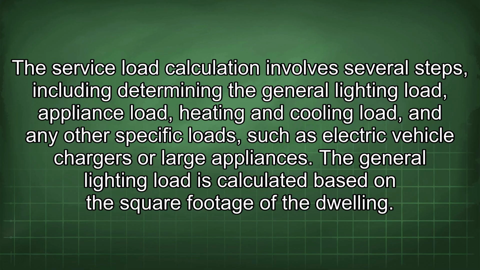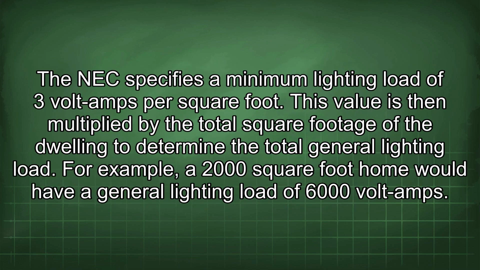The general lighting load is calculated based on the square footage of the dwelling. The NEC specifies a minimum lighting load of 3 volt-amps per square foot. This value is then multiplied by the total square footage of the dwelling to determine the total general lighting load. For example, a 2,000 square foot home would have a general lighting load of 6,000 volt-amps.